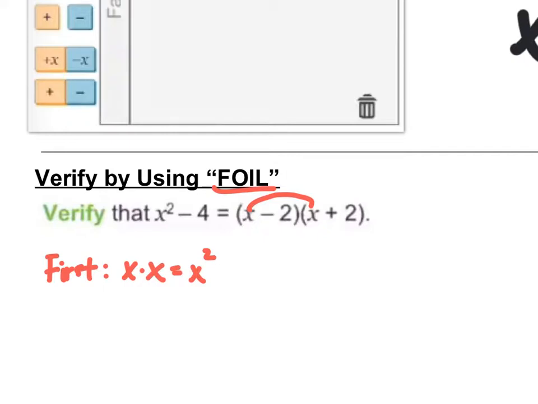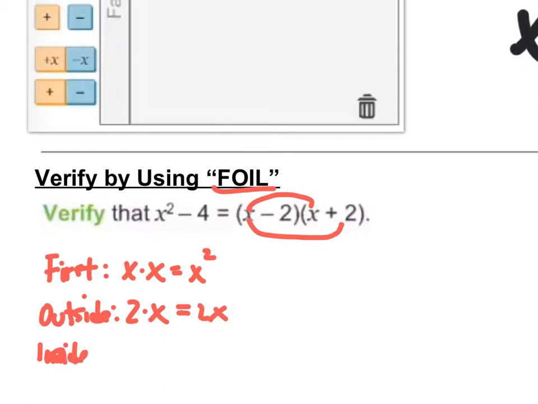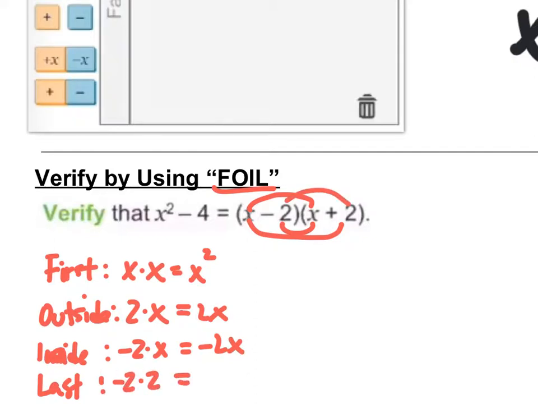Okay, we're going to take the outside, which means I'm going to take x times 2, so 2 times x, and that's going to equal 2x. We're going to take the inside, which means I'm going to take negative 2 times x, which gives us negative 2x. And then we're going to take the last, which is just going to be negative 2 times 2, which is going to give us negative 4.